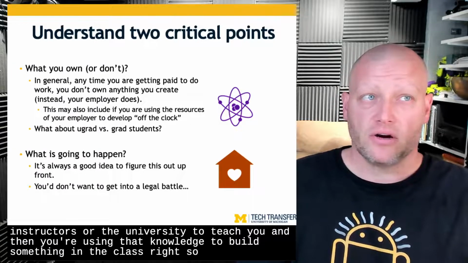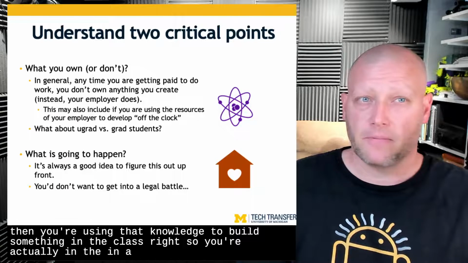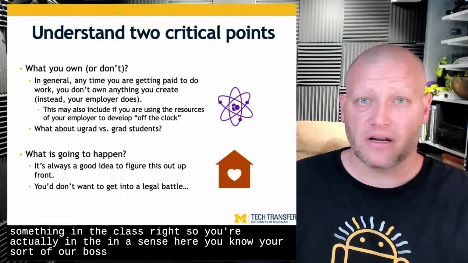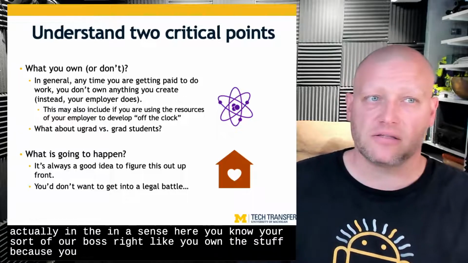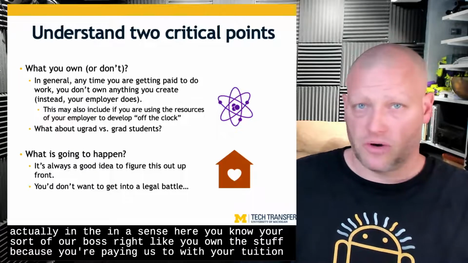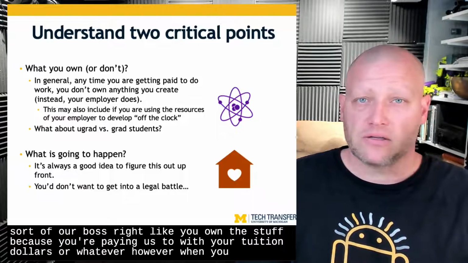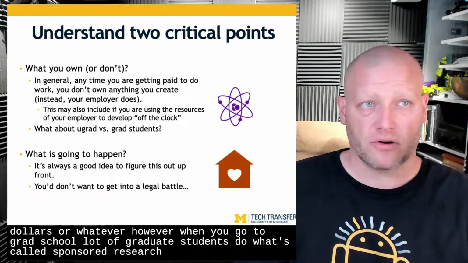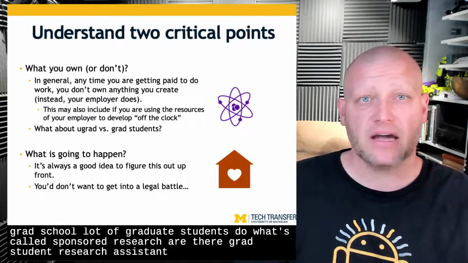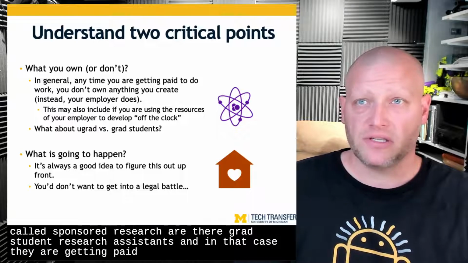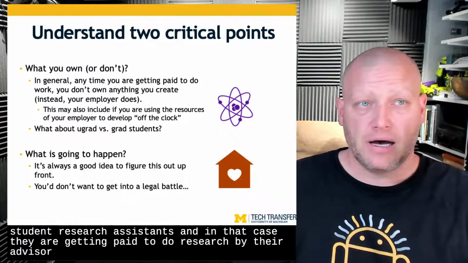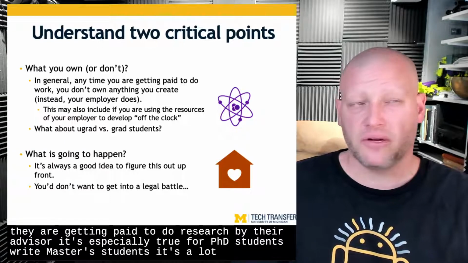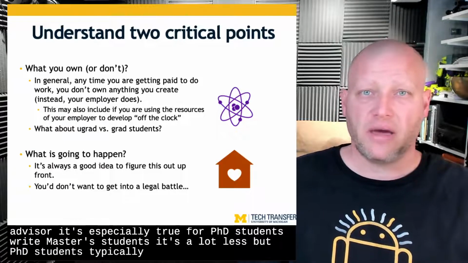All right? So you're actually in a sense sort of our boss, right? Like you own the stuff because you're paying us with your tuition dollars or whatever. However, when you go to grad school, a lot of graduate students do what's called sponsored research, or they're grad student research assistants. And in that case, they are getting paid to do research by their advisor. This is especially true for PhD students, right? For master's students, it's a lot less, but PhD students typically are getting paid somehow.